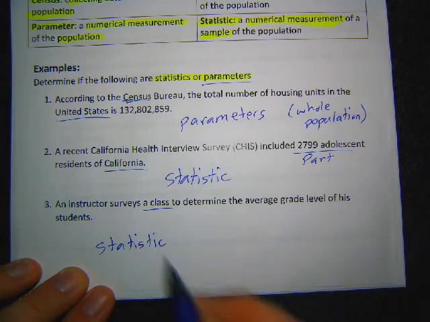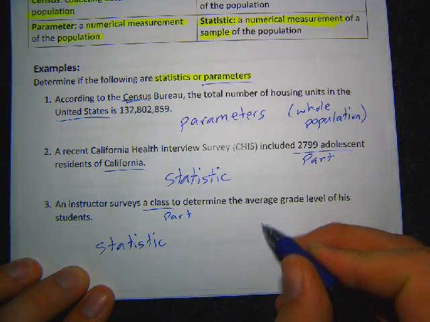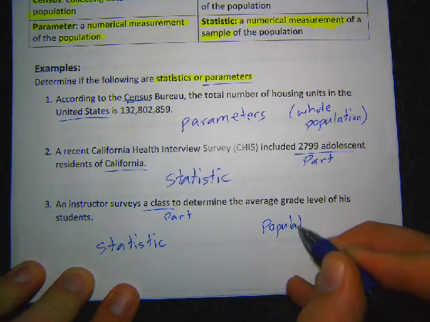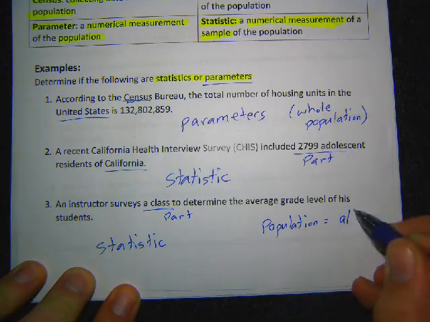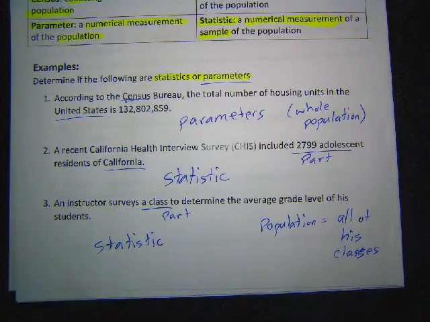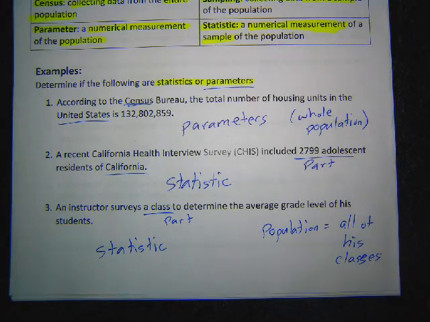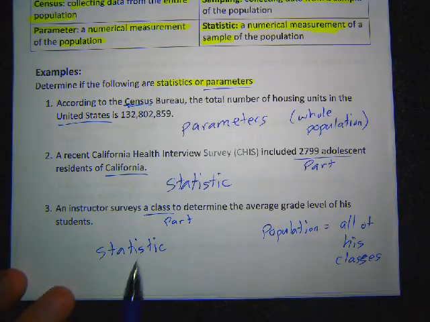So he was looking at just a class. So that's probably part because his whole population in this case would be all of his classes. So a lot of times you kind of have to know the overall picture. What's the whole thing? So again, in this case, we'd have to know that his whole thing is all of his classes, or maybe all the classes he's taught of this type. If it's the statistics class, it's all the statistics classes ever taught, or maybe all the statistics classes he's teaching this semester. That population would be more than just one class, and this would be a statistic.